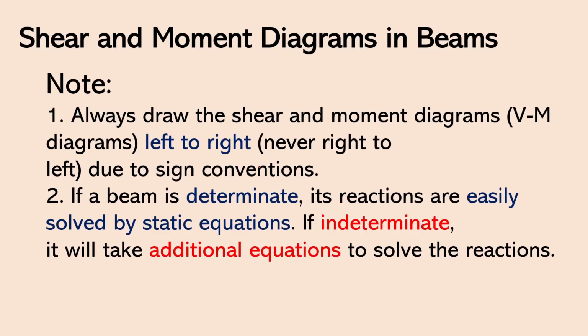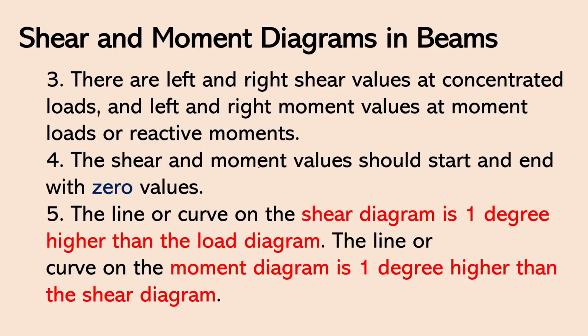And then, we have more considerations. There are left and right shear values at concentrated loads and left and right moment values at moment loads or reactive moments. Now, sir, what does this mean? Let's say we have this beam. Let's say this is simply supported, and then there is a concentrated load at the midspan. So, let's say this is 1. Our reactions will be 0.5, and then here 0.5 also. And then if we will draw the shear diagram, then this is what will happen.